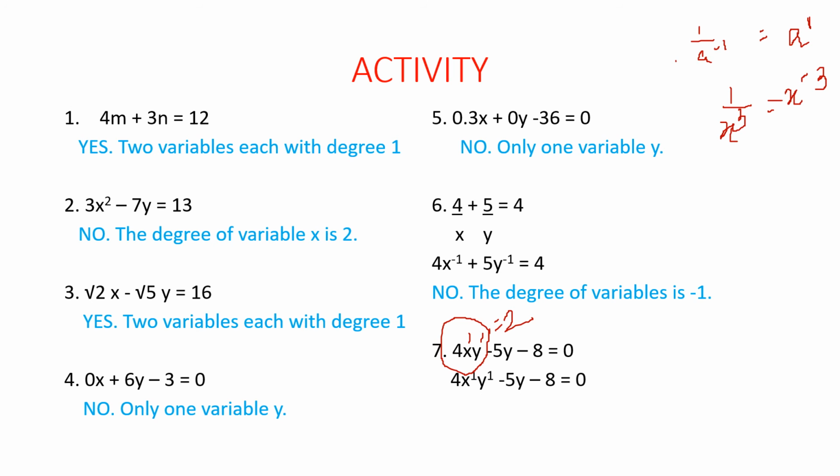See here, you can see on the screen that it is 4x raised to 1 and y raised to 1. Since x raised to 1, y raised to 1, the number 1 will get added, and it will result in the degree of xy being equal to 2. So hence we say that these are not linear equations in two variables.